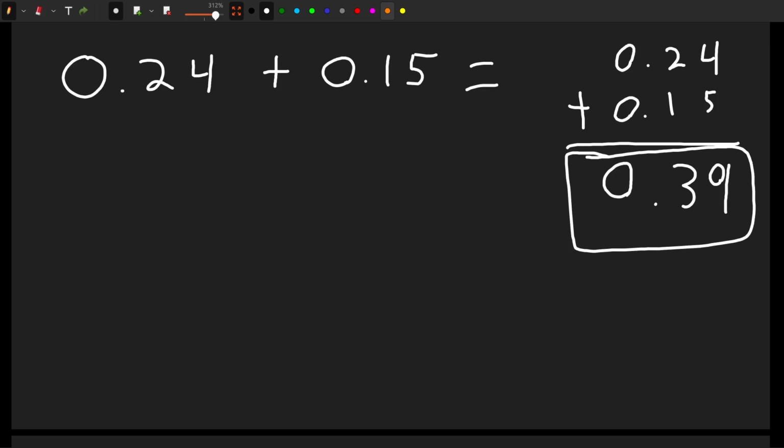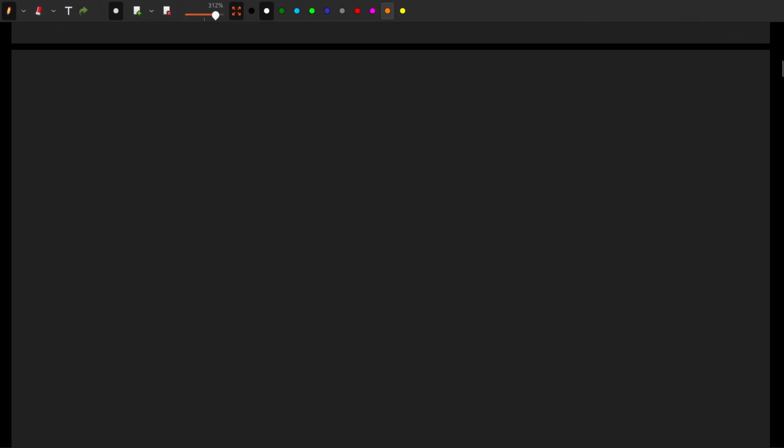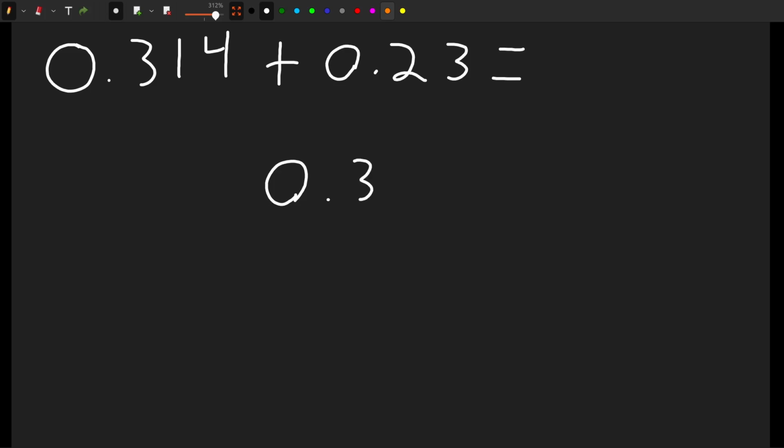Now let's go ahead and find another problem. My next problem will be 0.314 plus 0.23. Now, I'm going to write these two numbers top to bottom. So I have 0.314. And then remember that I have to line up the decimal place. So the 0.23, I'm going to write it like this, so that the decimal points in the two numbers are right on top of each other.